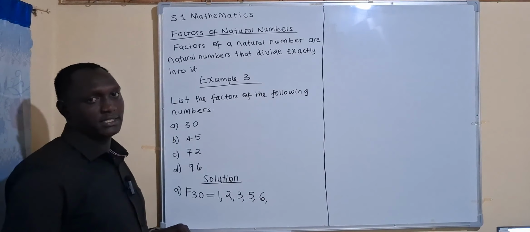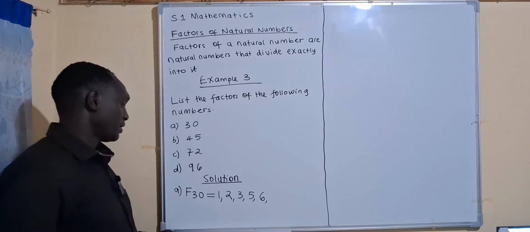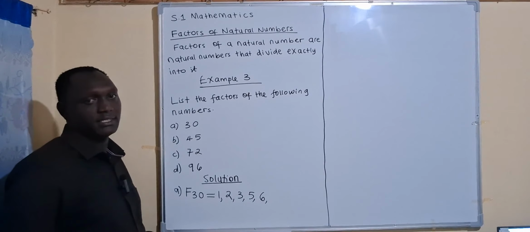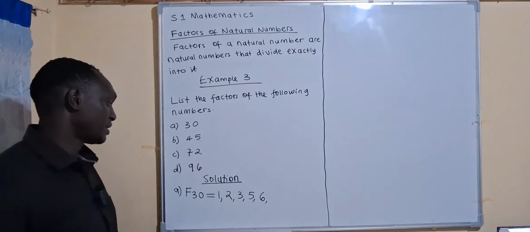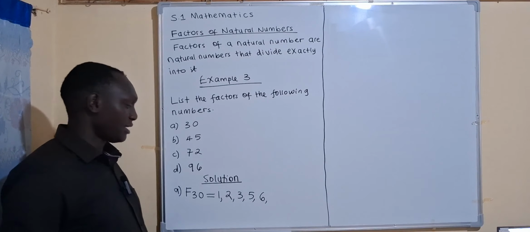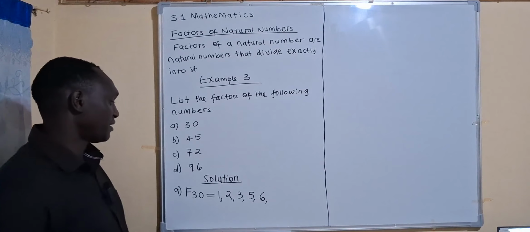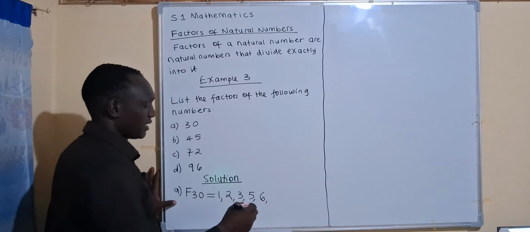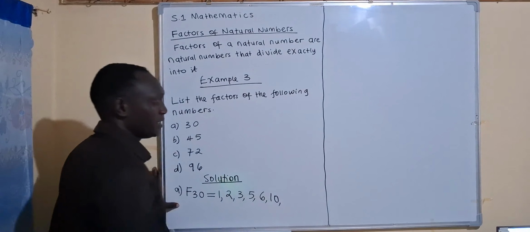What about 7? Do not forget to be using your calculator. 30 divided by 7 you get 4 point something. Therefore there is a remainder. 8 there is a remainder. 9 there is a remainder. 10, yes, 30 divided by 10 you get 3 and the remainder is 0. Therefore 10 is a factor.